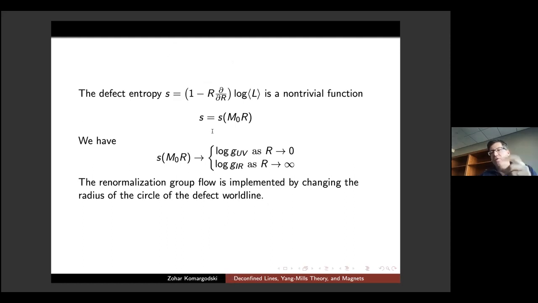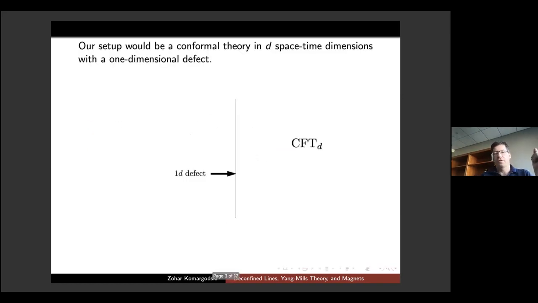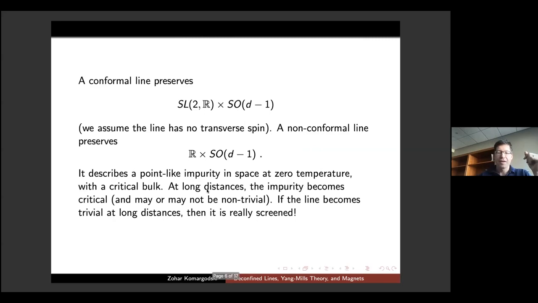When you take the circle to be very small, it will be like some ultraviolet fixed point of the impurity. When you take the circle to be very large, then this defect entropy would approach some infrared value of this impurity. So there is an RG flow on the line operator. It's a very standard situation in QFT. We have some RG flow. Here, the RG flow is confined to the line. I mean, confined in the heuristic sense. It's limited to the line, and the bulk is conformal.